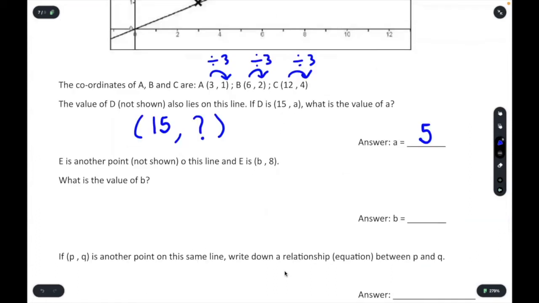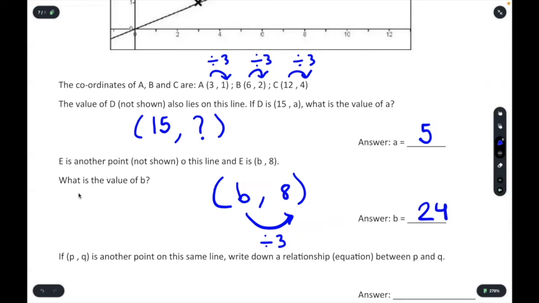Next, it says that E is another point which is not shown, and for E, we have the coordinates b, 8. So b is our x coordinate, and 8 is our y coordinate. Well, we know that we need to divide by 3 this way to get from our x to our y. So if 8 is our y coordinate, then b must be 3 times as big as 8, which means that b is 8 times 3, which is 24.